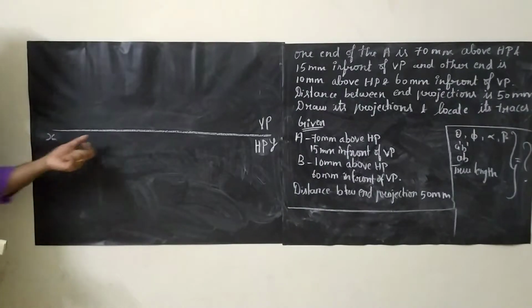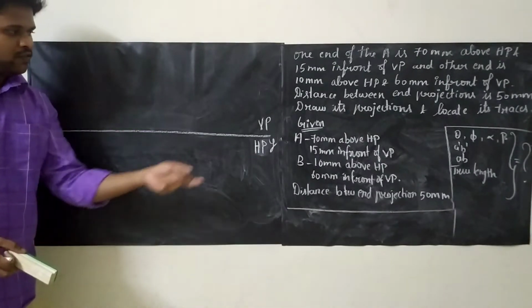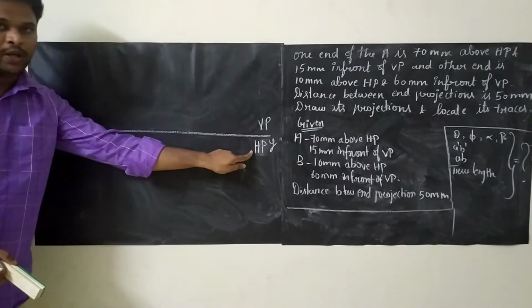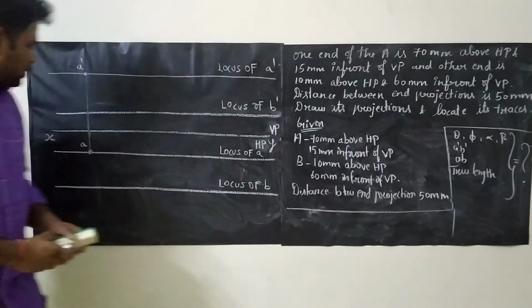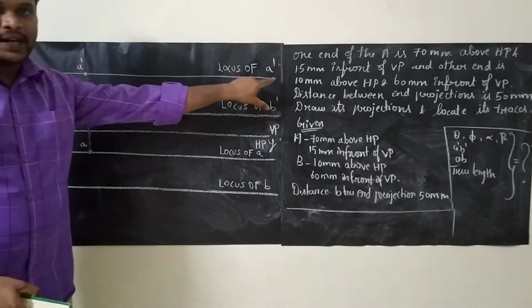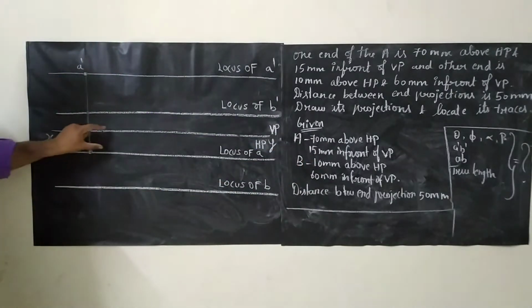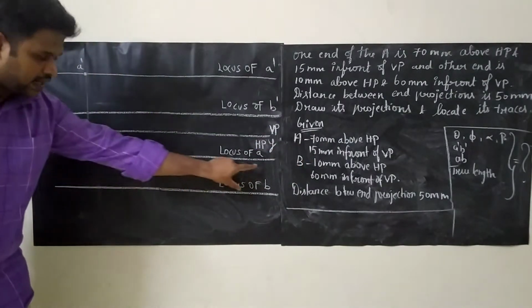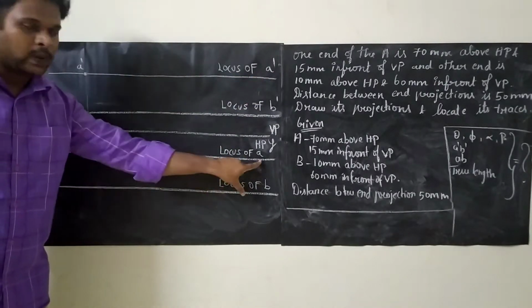First step is we are going to draw the reference line. The reference line is XY, and according to first angle projection, we mark VP above and HP below. First hint is A is 70 mm above HP. From the reference line, for 70 mm, draw a straight line and name it locus of A dash. For 15 mm in front of VP, draw a straight line and name it locus of A.